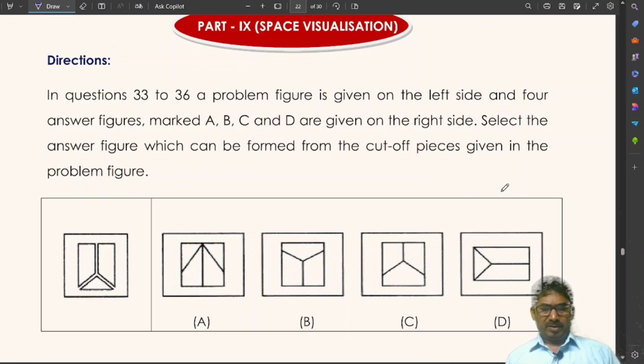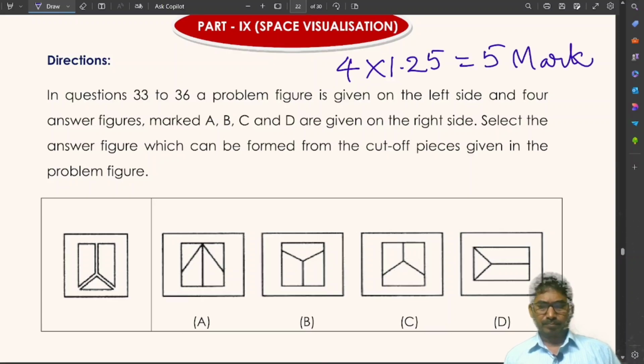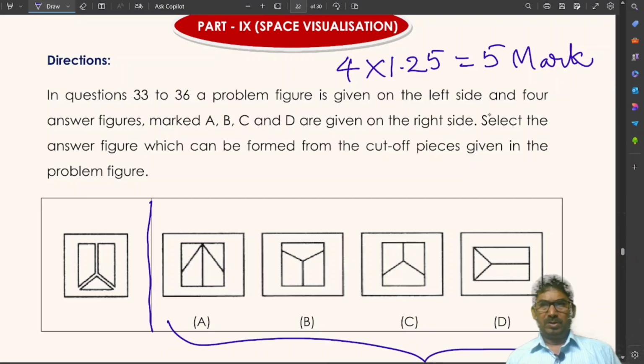Next, part 9, space visualization. From this part we get 4 questions. Each question carries 1.25 marks, 5 marks from this test. Directions. In questions 33 to 36, a problem figure is given on the left side like this, and 4 answer figures marked A, B, C and D are given on the right side. Select the answer figure which can be formed from the cut-off pieces given in the problem figure.